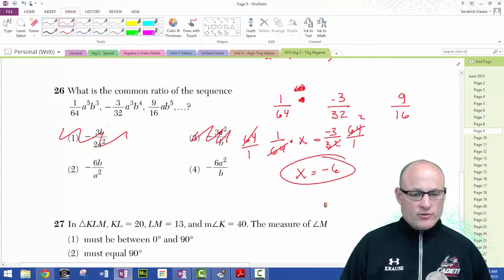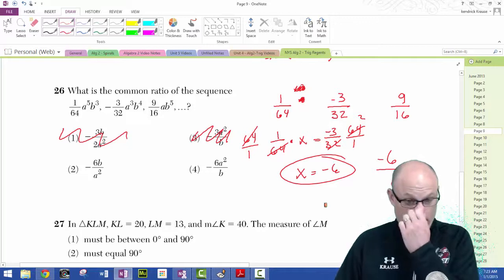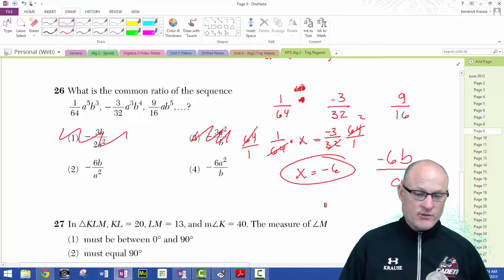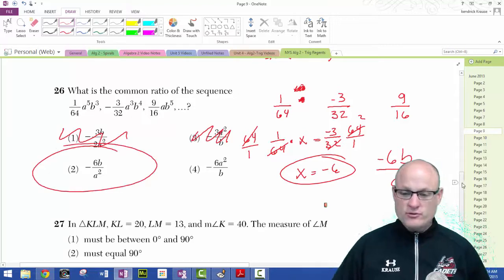Now what did I do? I got rid of 2 A's but added a B. So in order to get rid of anything, that's got to go in the denominator. I'm getting rid of 2 A's, so I'm going to divide by A squared, but I'm getting a B, so I have to multiply by B. And so that's why choice 2 is your answer.